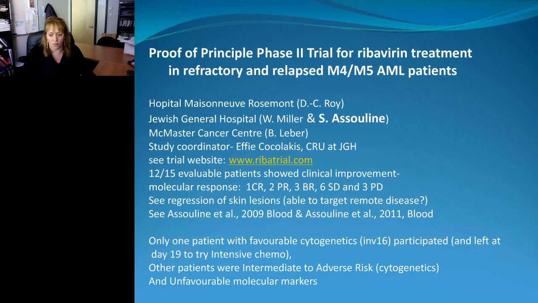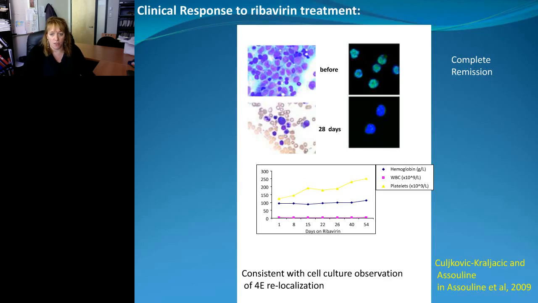All our patients had very poor cytogenetics, bar 1, and had intermediate to adverse risk and unfavorable molecular markers. And all were refractory or relapsed. So what we can see here is very striking. This is the result of patient 11 who achieved a complete remission. You can see here the highly enriched nuclear EIF4E that was characteristic of the primary AML specimens we received from banks I showed you earlier.